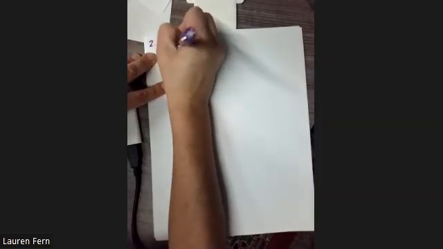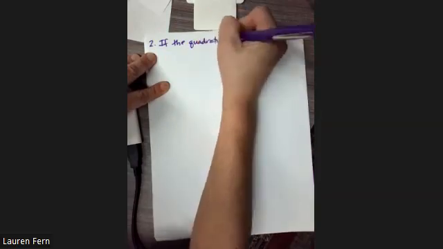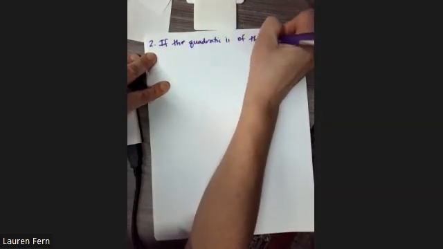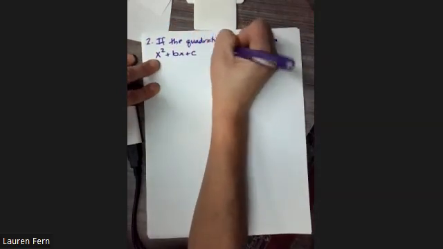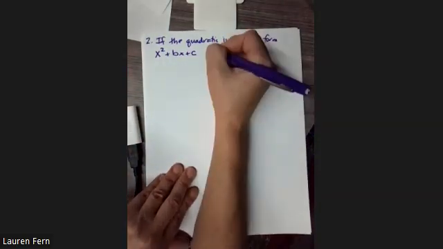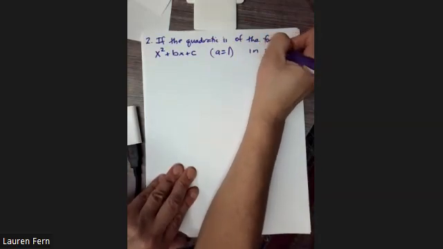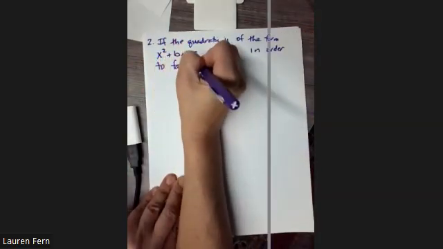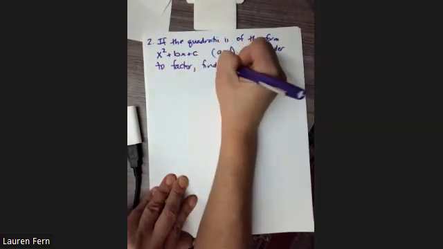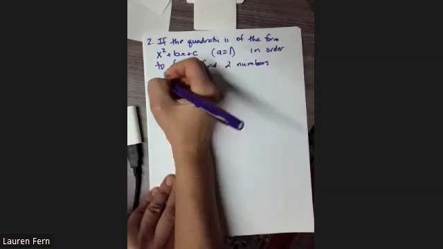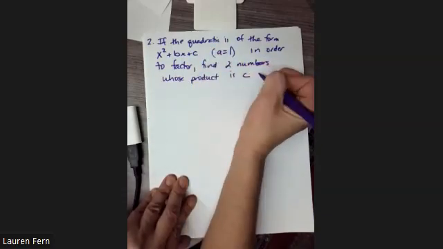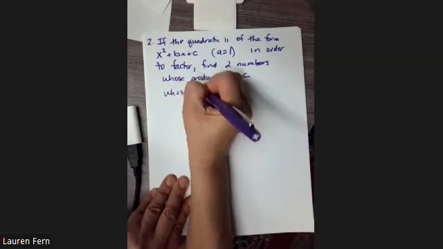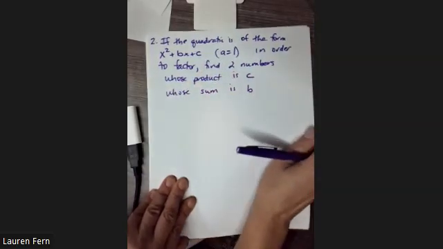Second stage of factoring. If the quadratic is of the form x squared plus bx plus c, in other words, your a is 1, in order to factor it, what you want to do is find two numbers whose product, in other words, when you multiply them, is c, and whose sum is b.